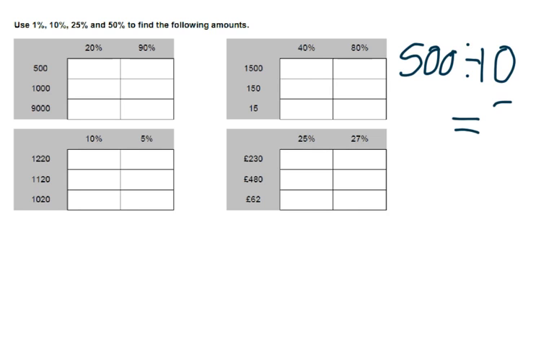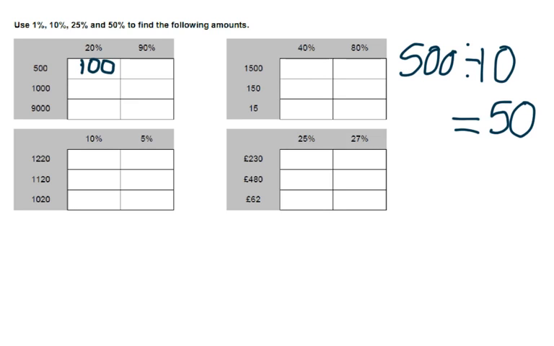That was 50. So I know 10%. If I know 10%, how can I use that to find 20%? It's going to be double. So 20% of 500 is 100.